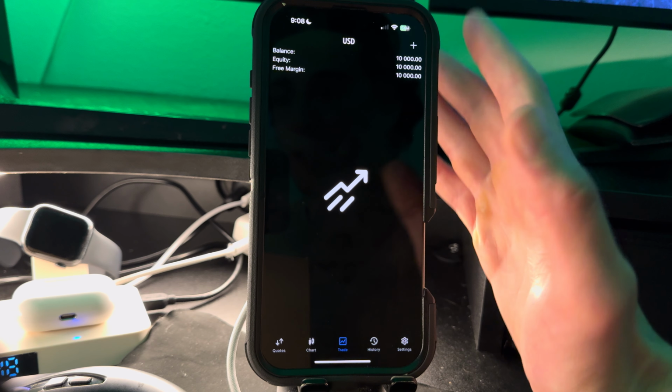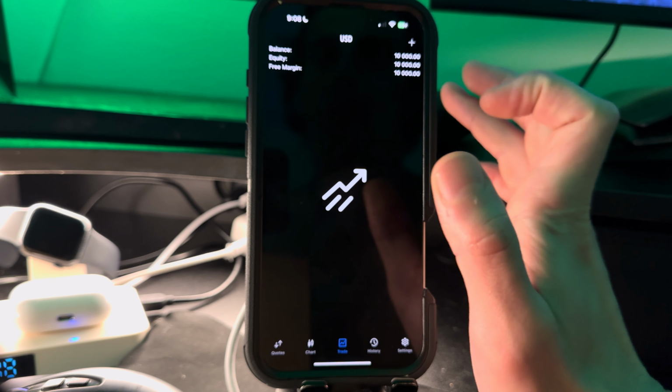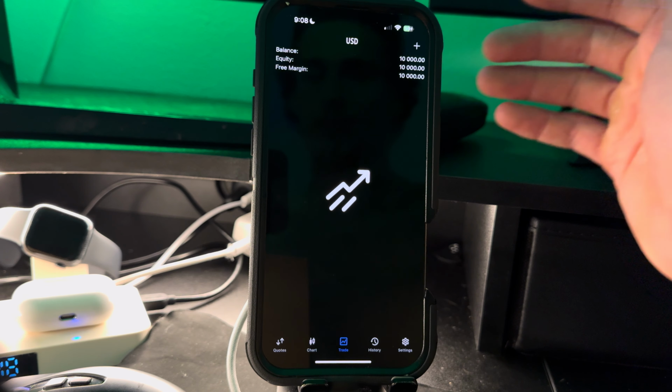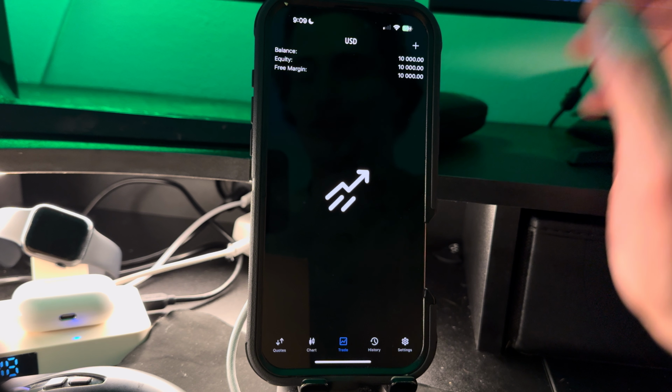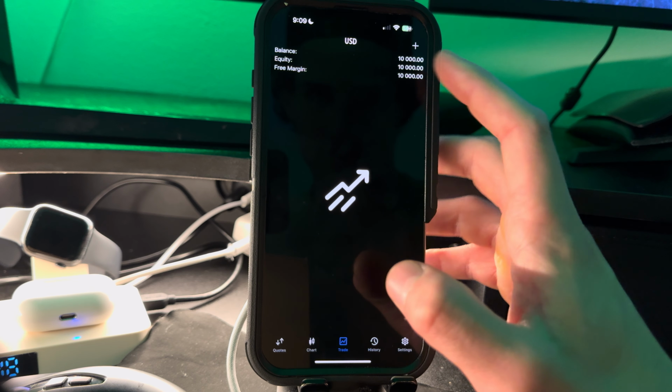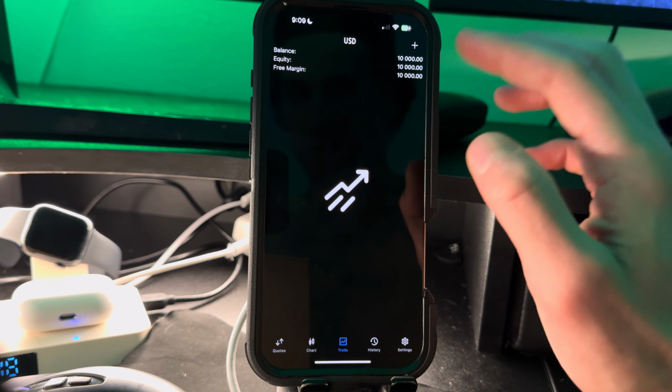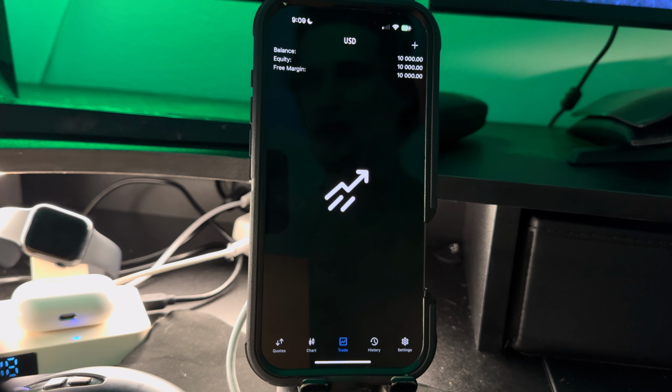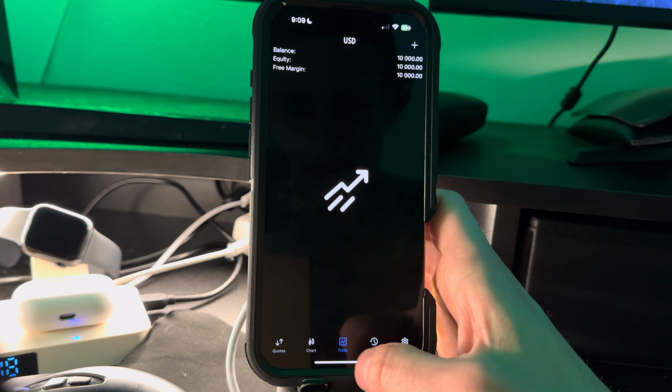This is what it looks like when you're not in a trade. Balance 10,000, equity 10,000, free margin 10,000. Right, simple. That's how much you actually have that you could actually trade. Or actually, that's equity. That's how much you have that's not being used in a trade right now.